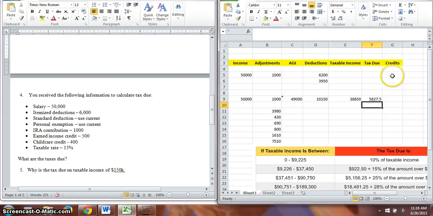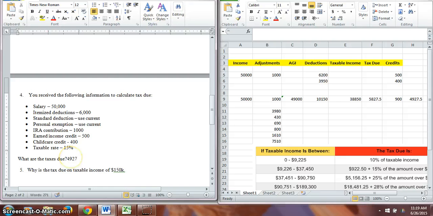Next, do I have any credits? I sure do. So I have credits of 500 and 400 for earned income, which equals a total of 900. Okay, so my final tax due is going to be my calculated tax due, subtract my credits, or 49.27. So over here, 49.27. Remember, I don't like change, so just leave that off. Okay, done with that.